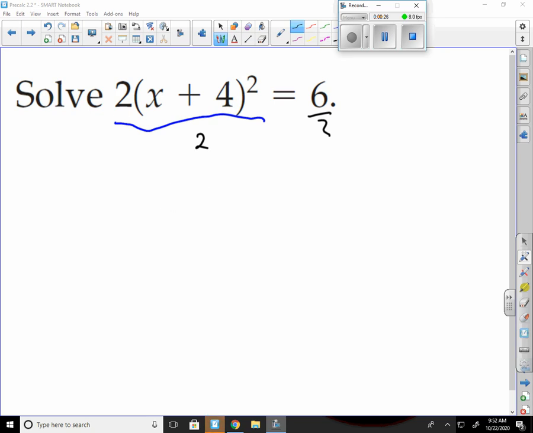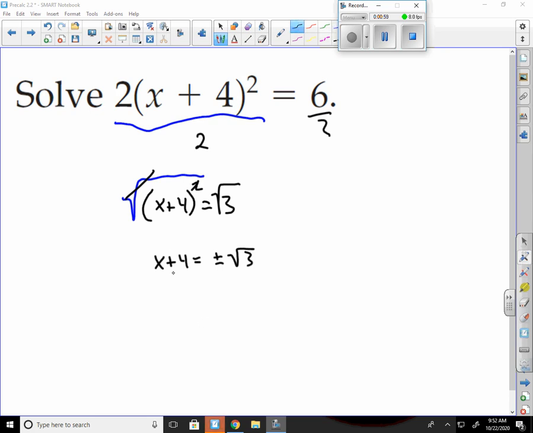When I divide by 2, I get x plus 4 squared equals 3. Now in order to move on from here, I need to actually get rid of my squared. So I'm going to take the square root of both sides. Now taking the square root gets rid of my squared. Those cancel out. I'm left with x plus 4 equals, and it has to be a plus and minus square root of 3.